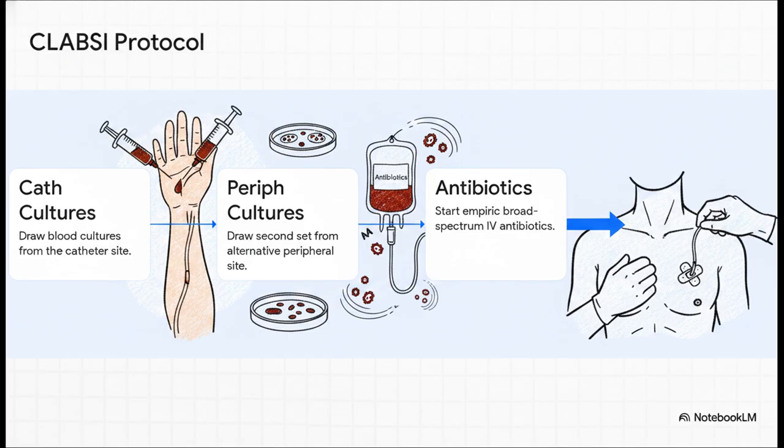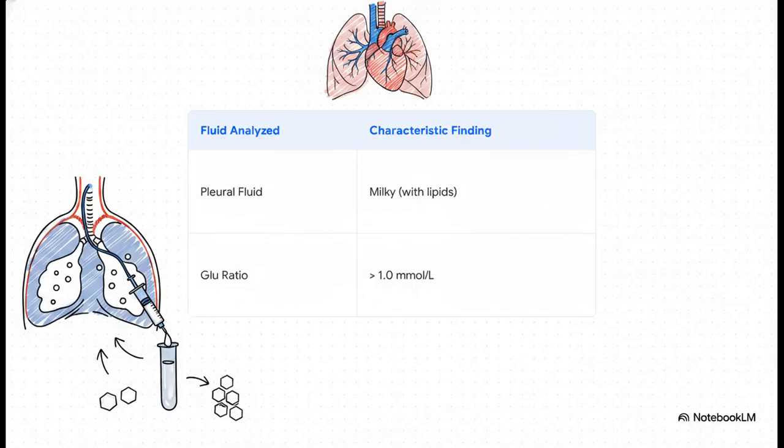After you've drawn the cultures, you start empiric broad-spectrum IV antibiotics immediately. And finally, in almost every single case, you have to remove the infected central line to actually achieve source control. Aside from infections, central lines can also cause physical trauma. They can puncture vessels or the pleura during insertion, leading to a pneumothorax or hemothorax.